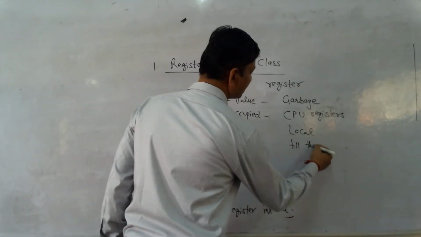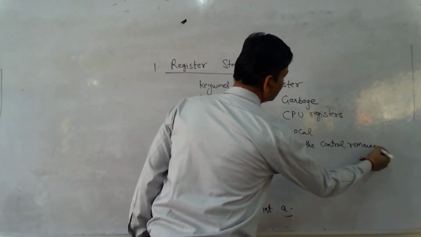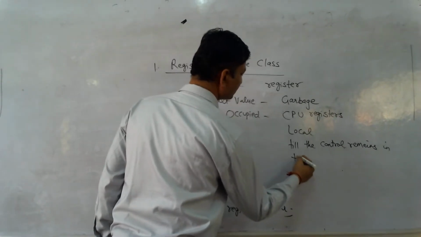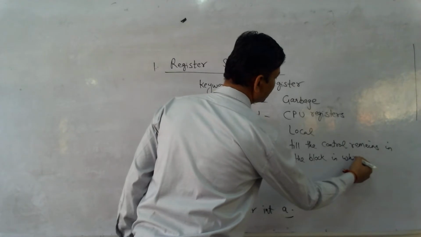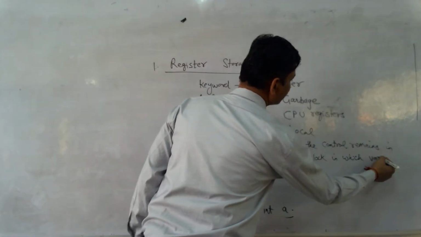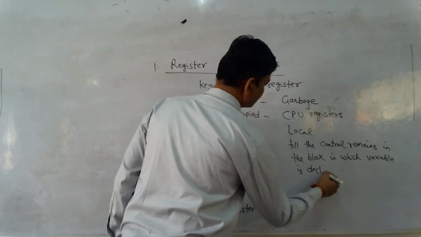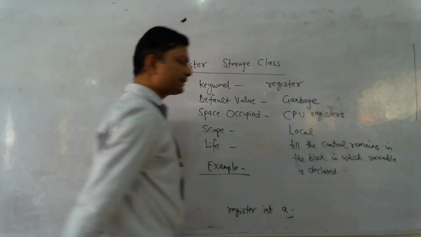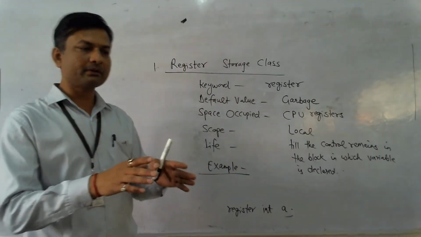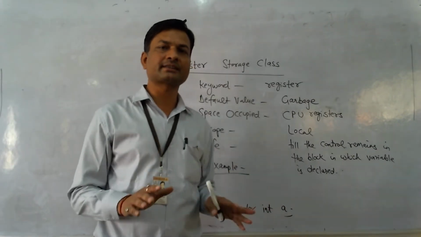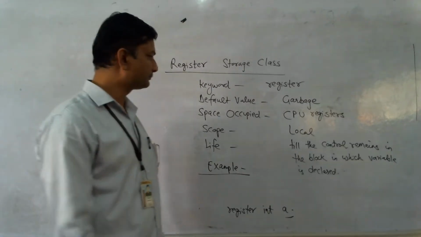till the control remains in the block in which the variable is declared. Means as soon as we come out of the block, the variable will be dead. It won't exist. It will be erased. Right?